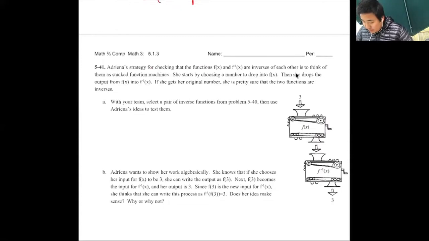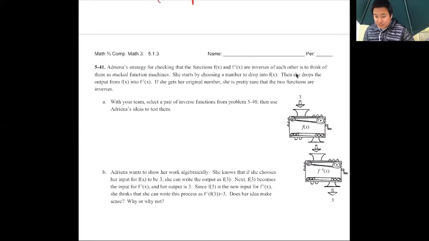Andrea's strategy for checking that the functions f of x and f inverse of x are inverses is to think of them as stacking function machines. She started by choosing a number and dropping it into f of x. She drops the output from f of x into f inverse of x. She gets the original number. She's pretty sure the two functions are inverses. With your team, cite the pair of inverse functions from problem 5-40, then use Andrea's idea to test them.